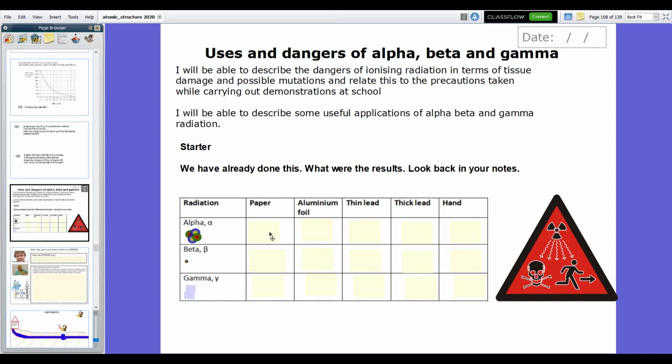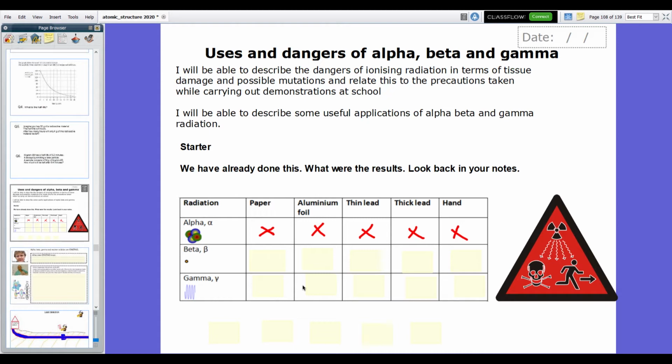Pause this now and I'll just recap some of the features of the penetrating power of alpha, beta and gamma. Fundamentally, alpha radiation, as much as it's very good at ionizing, it's not particularly good at penetrating. So alpha cannot get through paper, aluminium foil, thin lead, thick lead, or even through the hand. So you're safe from alpha if it's on the outside of your body.